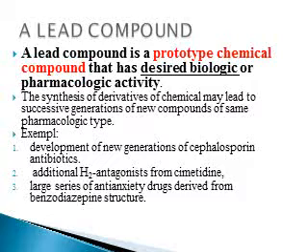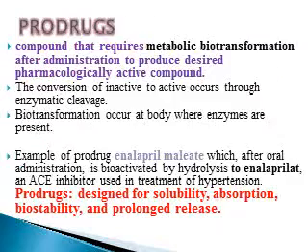For example, the development of a new generation of cephalosporin antibiotics, and additional H2 antagonists from cimetidine. In other words, the first one is cephalosporin and several generations came out of it. Also cimetidine can be considered a prototype, a lead compound. A large series of anti-anxiety drugs came from the benzodiazepine structure.